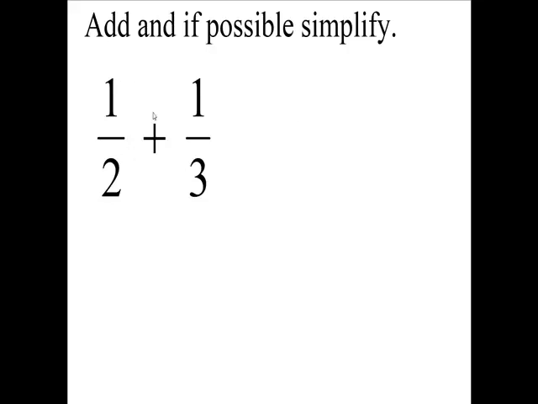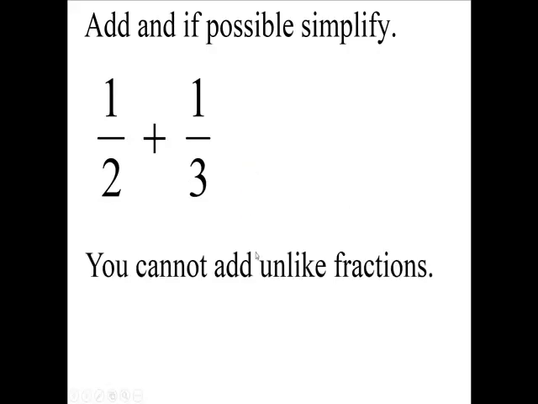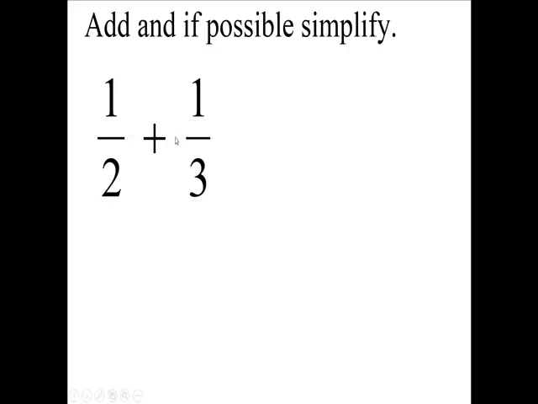We're going to add 1/2 and 1/3. Now these fractions are not like because they have different denominators. So my first statement to think about is you cannot add fractions that are not like. You have to add like fractions. These are not like, so you cannot add these. Okay? So we can't add these two fractions.